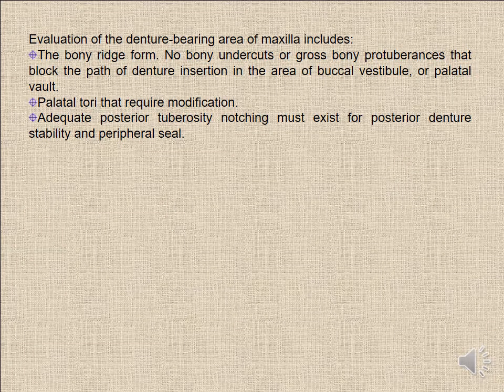For evaluation of the denture-bearing area of the maxilla, include the bony ridge form, and that there is no bony undercut or gross bony protuberance that blocks the path of denture insertion in the area of the buccal vestibule or palatal vault. Palatal tori that require modification: if there is excessive bony formation in the palate, such as palatal tori, it must be removed and relieved before doing any denture, mainly a complete denture. Adequate posterior tuberosity notching must exist for posterior denture stability and peripheral seal.